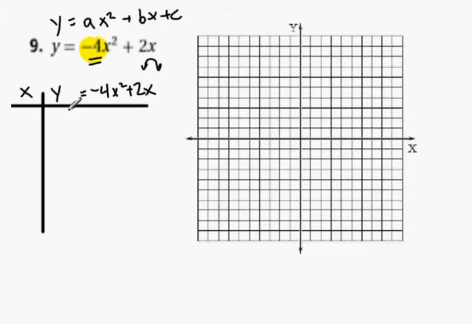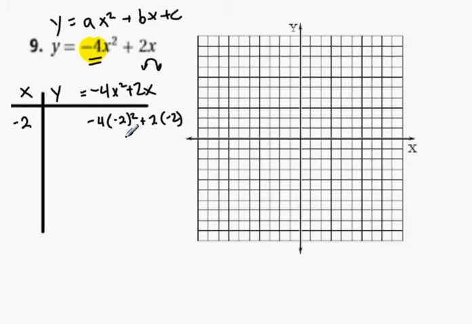Alright? So, taking some values, let's start off with negative 2. So, if I take negative 2 now and replace x with negative 2, so I have negative 4 times negative 2 squared plus 2 times negative 2.